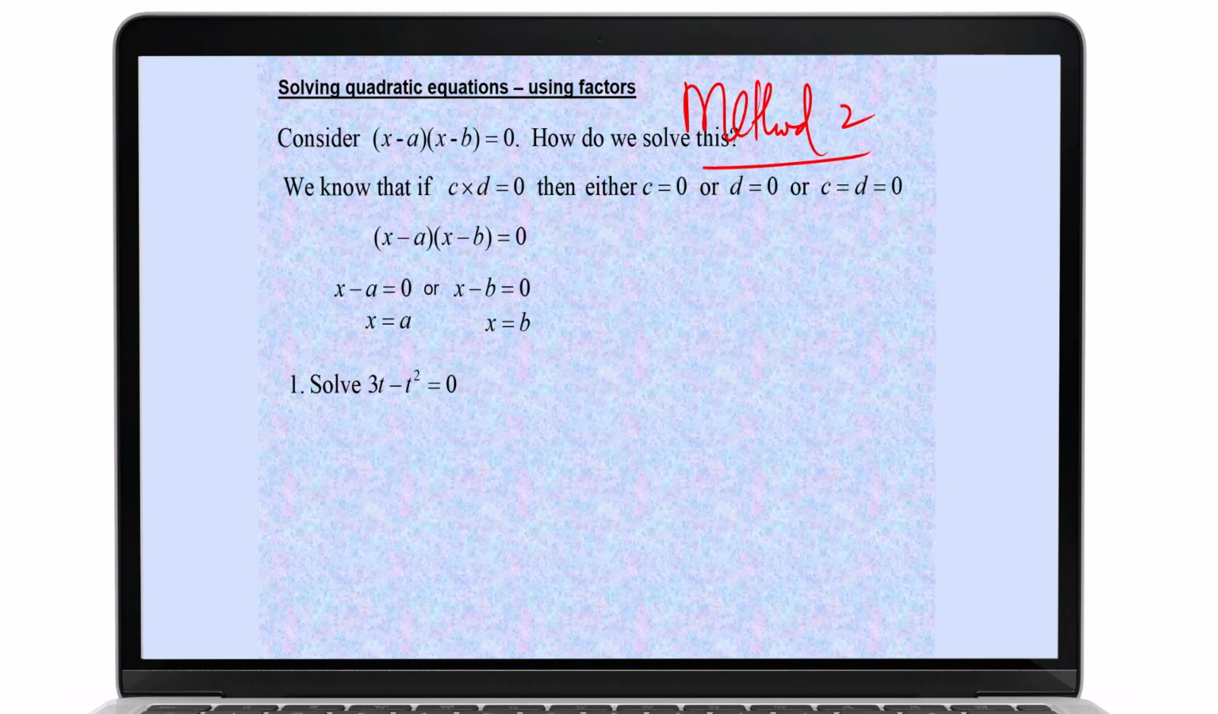3t minus t squared is equal to 0. We begin by factorizing 3t minus t squared. t is common in both 3t and t squared, so factor out t, and you get t into brackets 3 minus t is equal to 0. Here you're multiplying two numbers, t and 3 minus t. Therefore, either t is equal to 0 or 3 minus t is equal to 0. When 3 minus t is equal to 0, then t is equal to 3. So you have two solutions: t is equal to 3 and t is equal to 0.